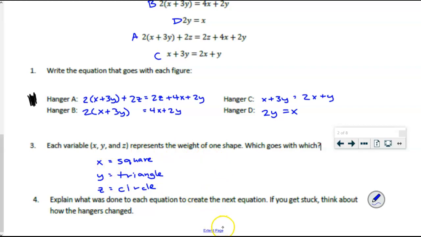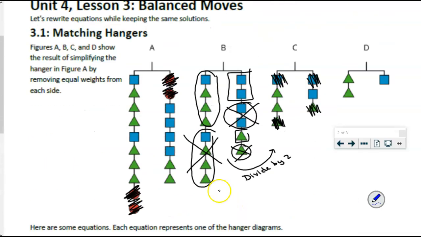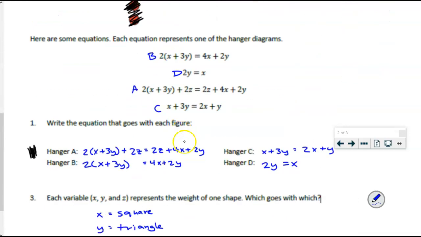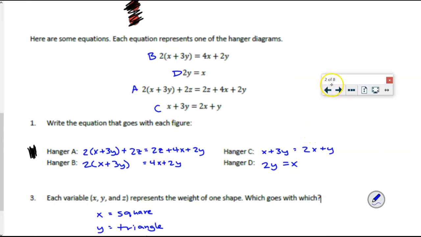Explain what was done to each equation to create the next equation. We saw that when we talked about it up here. But we can really take a look at as we transition from hanger A to B to C to D. Again, we took away our 2 circles, so I subtracted 2z from each side. Then we divided everything by 2.